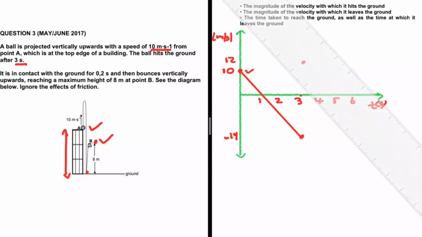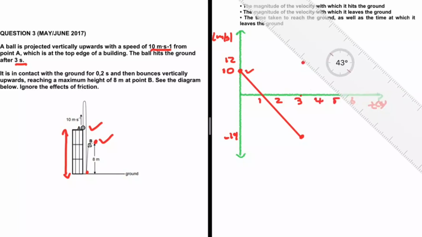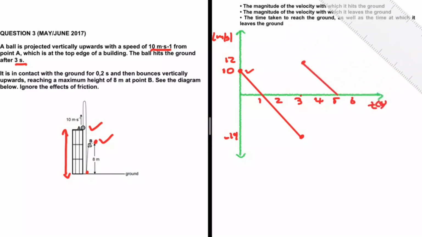Okay, we don't have the amount of time taken to reach maximum height, but that doesn't matter. There's no mark for that if we didn't calculate it. So yes, we're gonna have something like this. But as you can see, there's a gap here. What do we do in a situation like this?